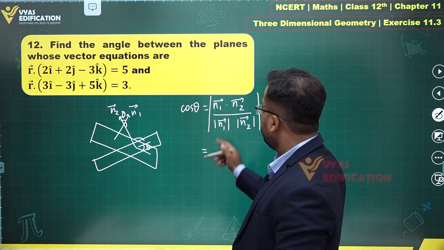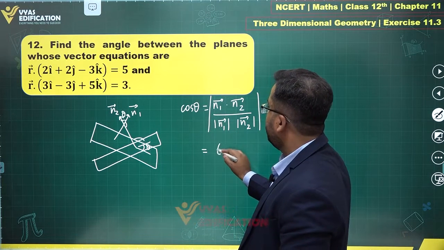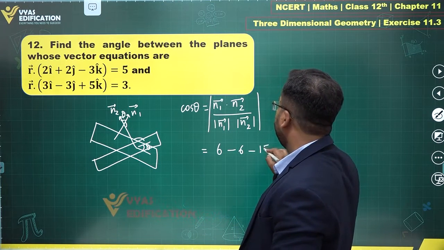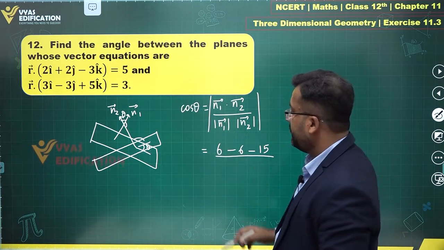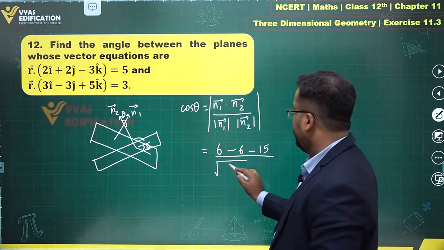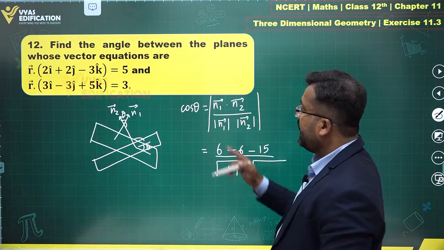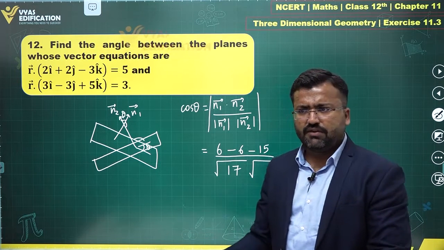So this will be n1 dot n2. This is n1, this is n2. So 3 times 2 is 6, minus 6 and minus 15 is what you get in the numerator. In the denominator you get 2 square, 2 square, 3 square. What is that? 4, 4 and 9, which is 17. The other root will have 9, 9 and 25. This is 18 plus 25, which is 43.